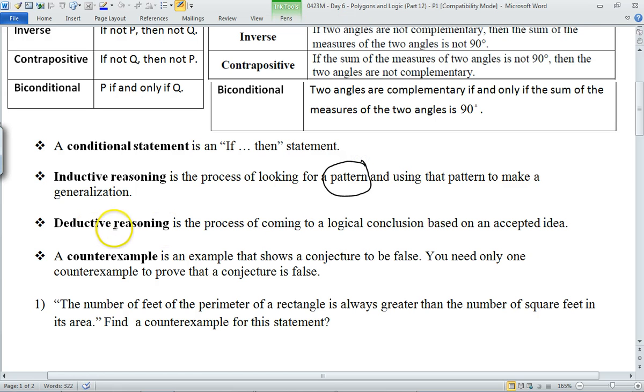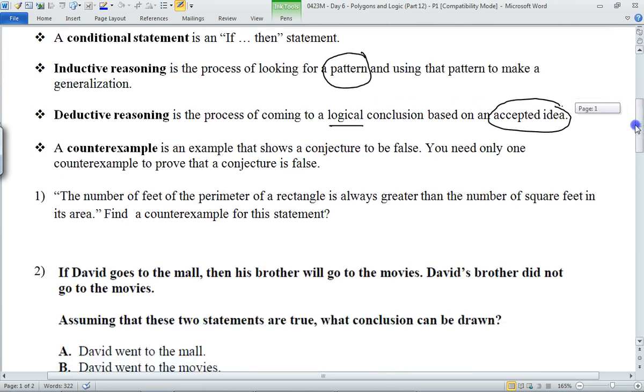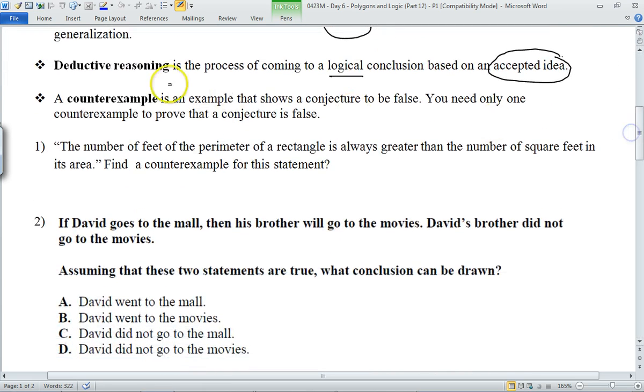As opposed to deductive reasoning, that's when you're just using logic and you're basing your steps on some accepted idea, accepted facts. Mostly what we do when we're solving equations and things like that, we're using deductive reasoning, going from A to B to C, adding something to both sides, subtracting from both sides. That's all deductive reasoning, a chain of facts.